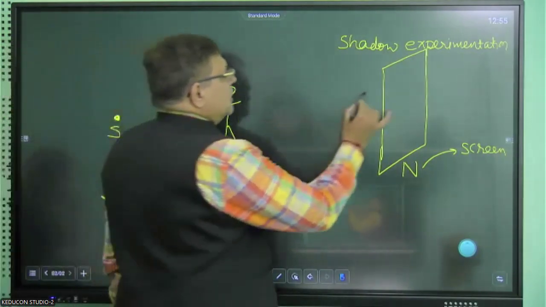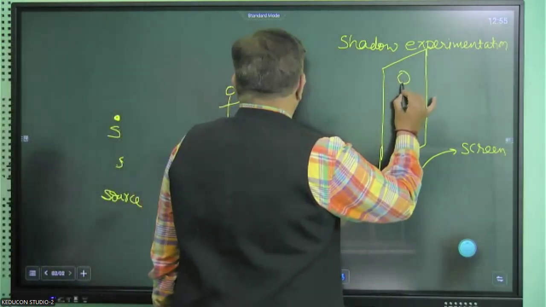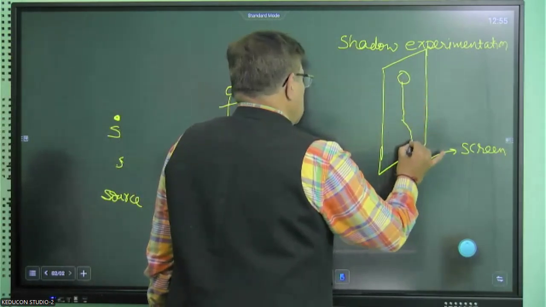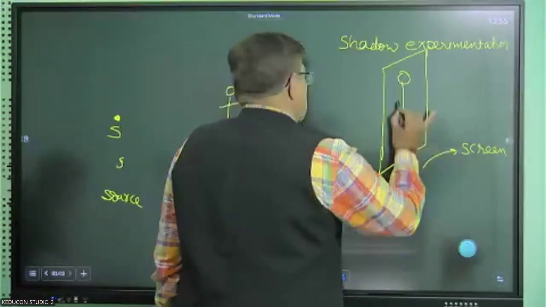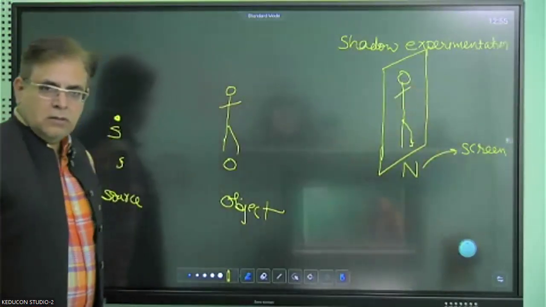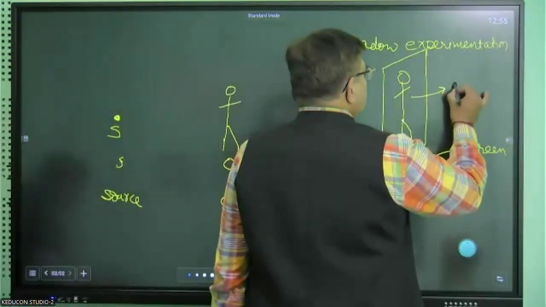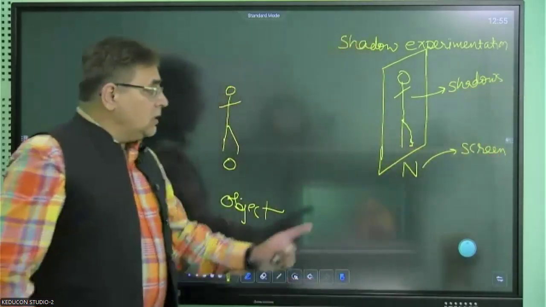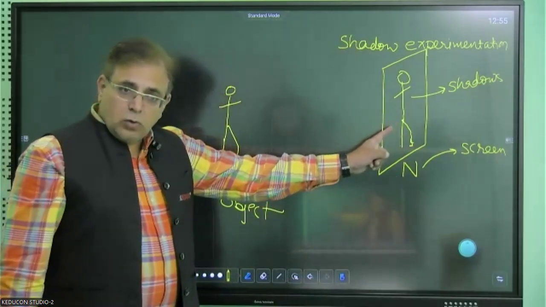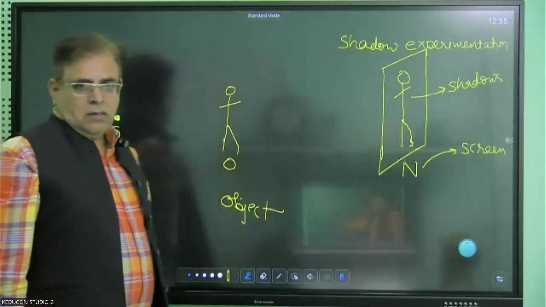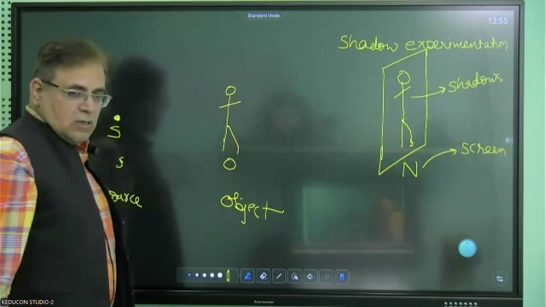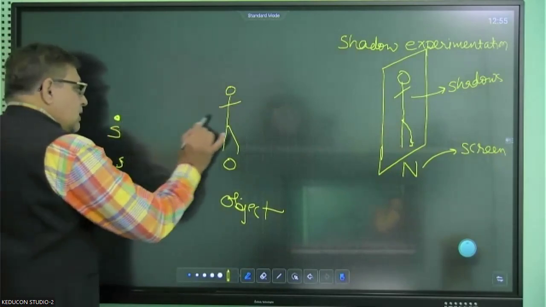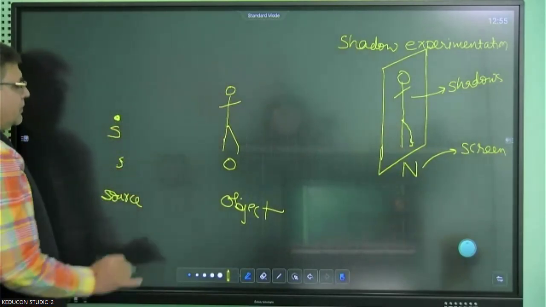And on the screen, here you will observe the shadow of the object. This one is what? Shadow. So what are our conclusions? Number one, shadow is that portion where no light rays fall due to the presence of an obstruction in the path of straight line rays of light.